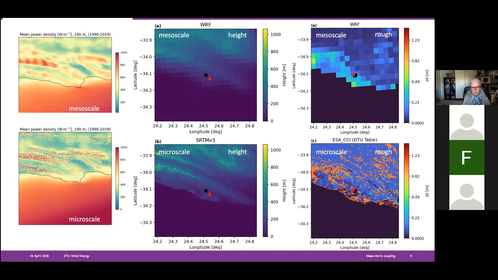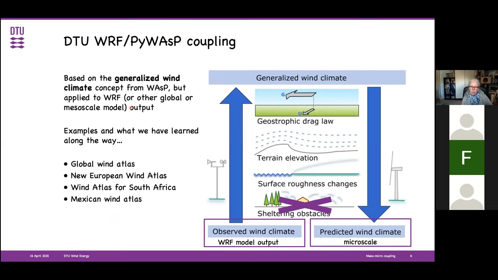I should mention that with the new methods that we have developed, you can also include stability in it. And the stability in this case comes from the mesoscale model output. So this is again the method, and what I'm going to do now is go through a few examples of where we have used this and the new things that we have learned along the way.